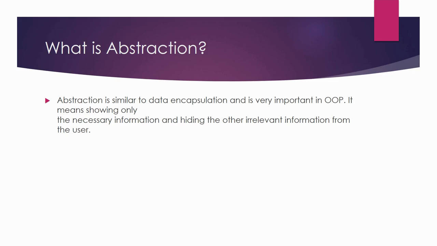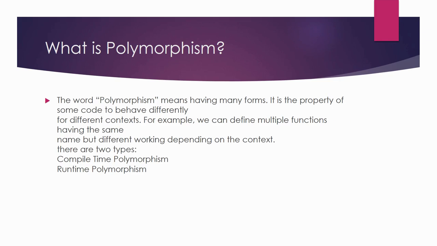And what is polymorphism? The word polymorphism means having many forms. It is the property of the same code to behave differently in different contexts. For example, we can define multiple functions having the same name but different working depending on the context. There are basically two types: compile time polymorphism and runtime polymorphism.